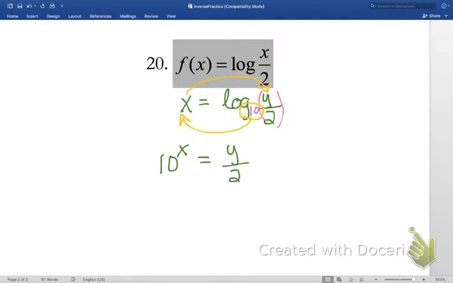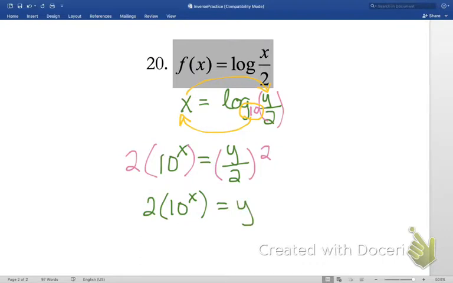That's awesome. Okay, so now how do I get rid of the 2? That's right, we're going to multiply both sides by 2. Remember that 10 has an x attached to it, so we can't get 20 there. It's just 2 times 10 to the x, and that's equal to y. So my inverse function of the log is 2 times 10 to the x power. Well, that makes perfect sense because log and exponentials are inverses of each other.